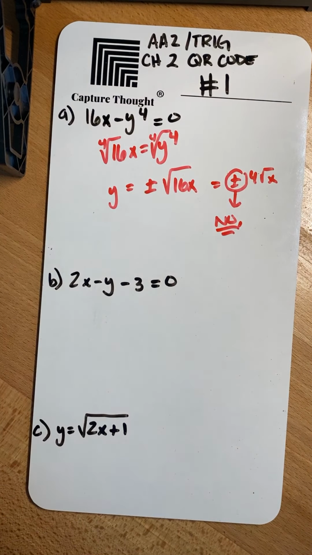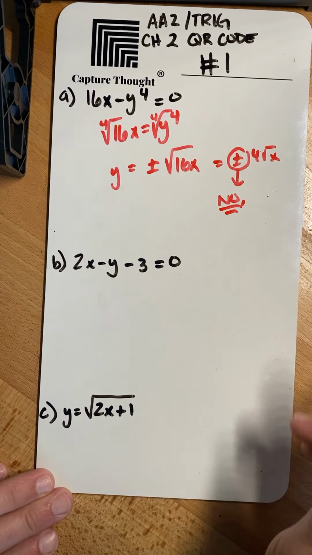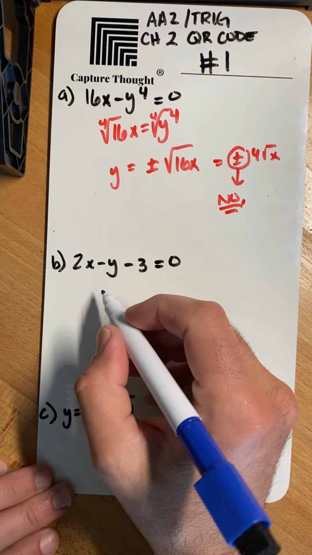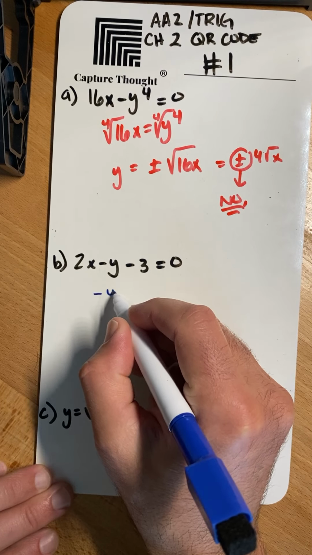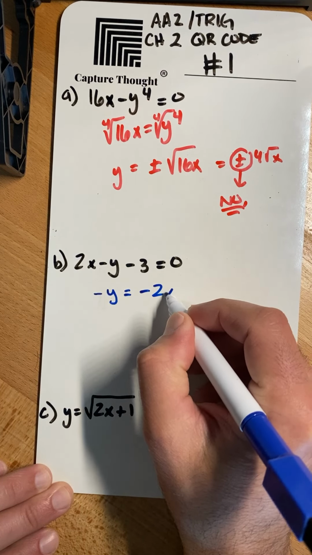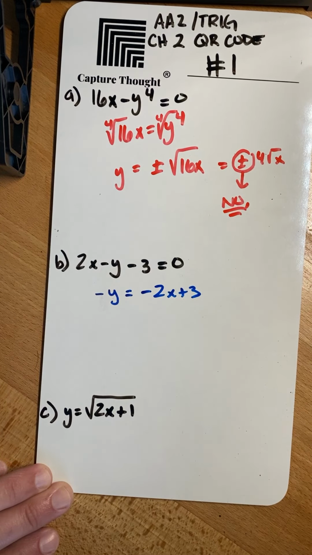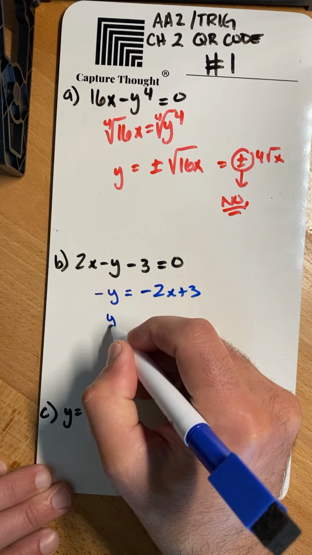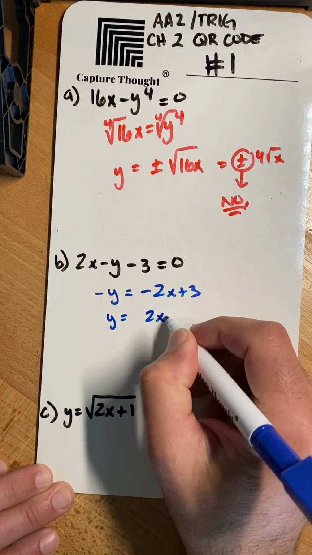Number 2 says 2x minus y minus 3 equals 0. So again, we're going to do the exact same thing. We're going to get y by itself. So in this case, I would do, how about, negative y is equal to negative 2x plus 3. I'm just moving everything to the other side. Divide by negative 1. So y is equal to 2x minus 3.